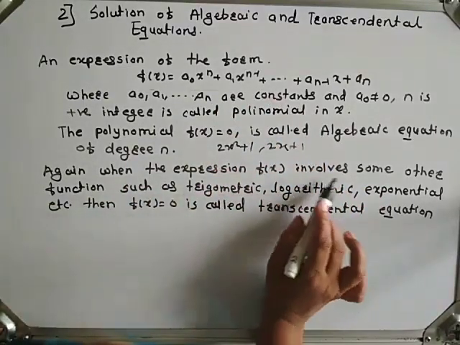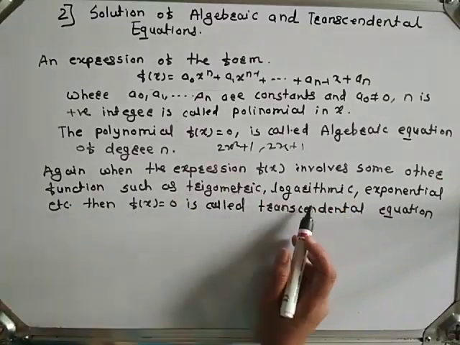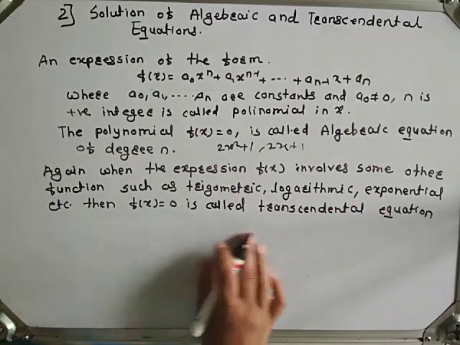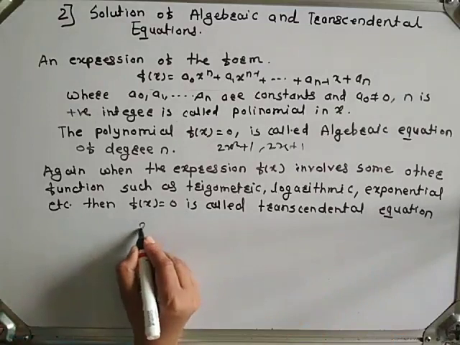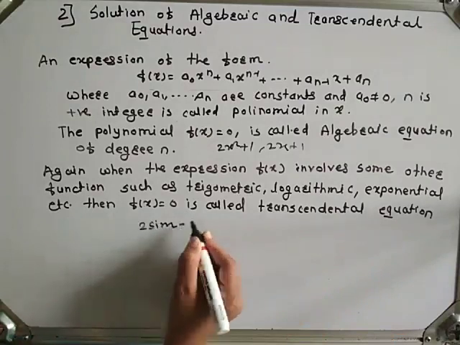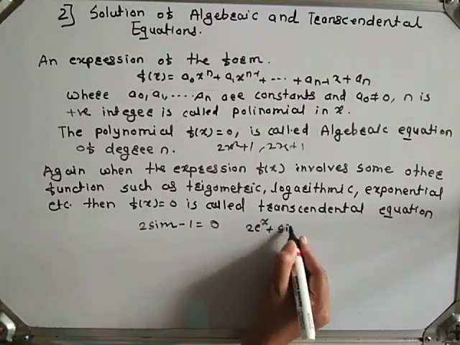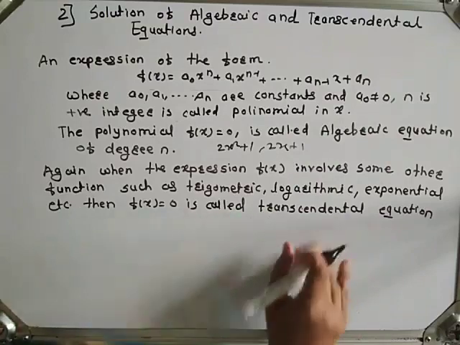Again, when the expression f of x involves some other function such as trigonometric, logarithmic, exponential, then f of x equal to 0 is called a transcendental equation. Suppose 2 into sine x minus 1 is equal to 0, or 2 into e raised to x plus sine x is equal to 0. These are the transcendental equations.